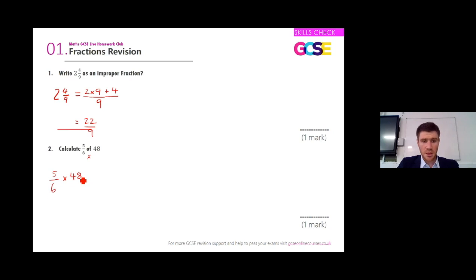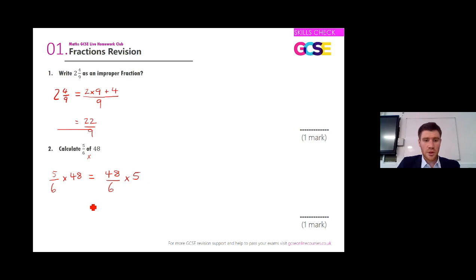Okay, so divide the whole number by the denominator and then multiply by the numerator. So I would rearrange this question, and it's exactly the same. This is exactly the same calculation being performed. I'd do 48 divided by 6, and then I'd multiply it by 5.